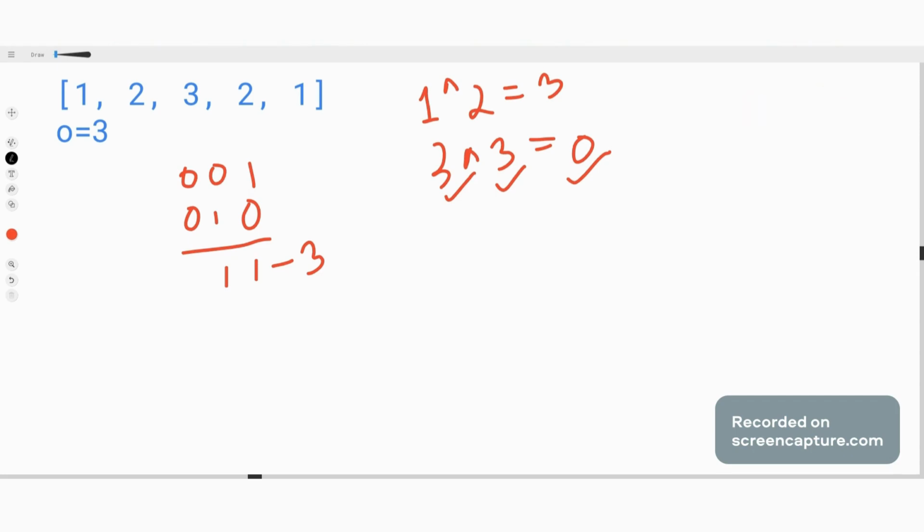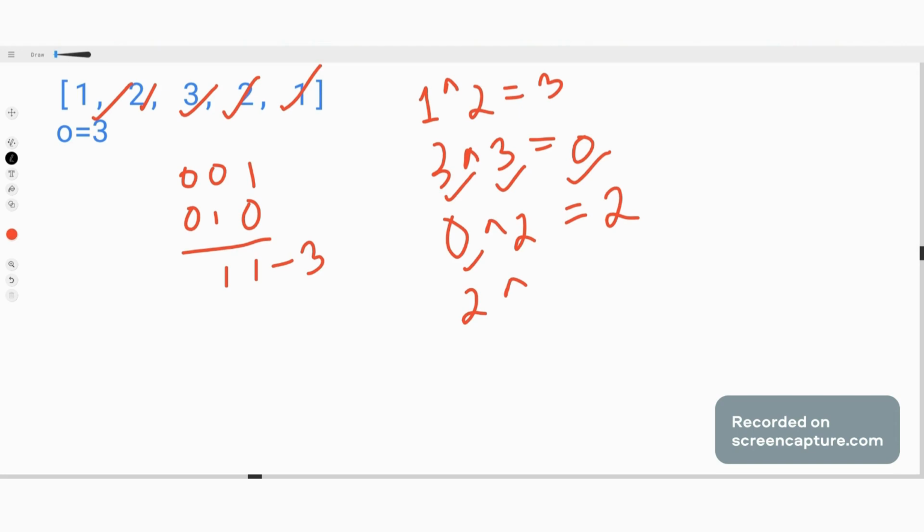So 3 XOR 3, 1 is done, 2 is done, 3 is done. Now 0 XOR 2. So what is 0 XOR 2? As I've said earlier, if we XOR a number with 0, what will we get? We will get the number itself. So 2. Again, now 2 XOR 1.